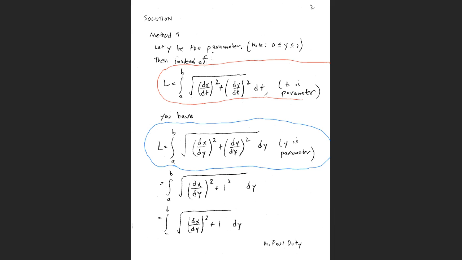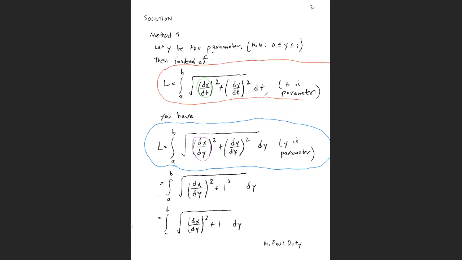Because if y is the parameter, then x is a function of y. And so you see, instead of dx dt, you would have dx dy, because you're integrating x with respect to your parameter. If y is the parameter, then you don't have dx dt, you have dx dy. You have to alter the formula a little bit because y is your parameter.